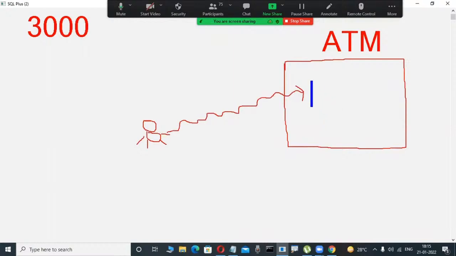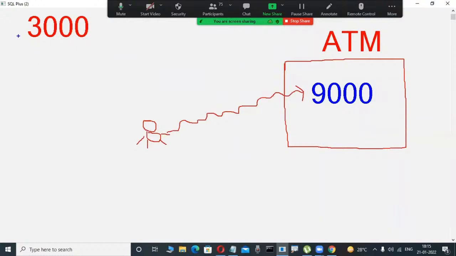Okay, fine, but 3,000 is my available balance. Whenever I insert the ATM card, it asks me to enter the amount. In that case, suppose I mentally decided to withdraw 9,000 rupees. Now, as I try to withdraw 9,000 rupees, will I get 9,000 rupees? No.